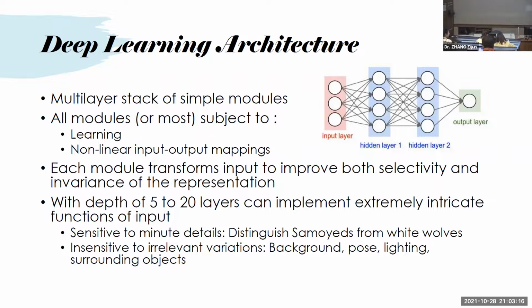We want to make the whole model sensitive to minute details. For example, distinguishing a Samoyed, which is a kind of dog, from white wolves. But it should be insensitive to irrelevant variations, for example the background of the image, the pose of the dog or wolves, the lighting, the camera shooting conditions, and surrounding objects as noise. We want our models to ignore all those factors, but be sensitive to minute details to distinguish the objects that we are interested in.